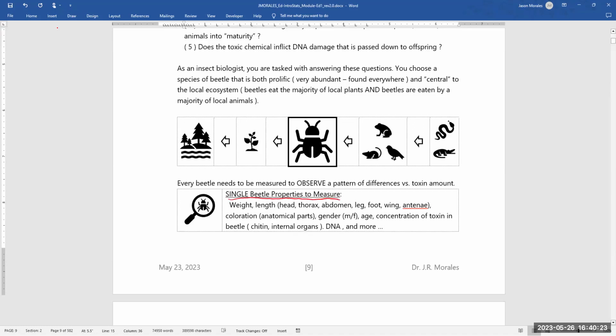there are properties that you're going to measure. You're going to measure the weight, the length, and maybe the length of the head, thorax, abdomen, legs, feet, wings, and antennae, the coloration, the gender, the age, the concentration of toxin in the beetle, either maybe in its chitin or internal organs, and its DNA, and more variables than that.